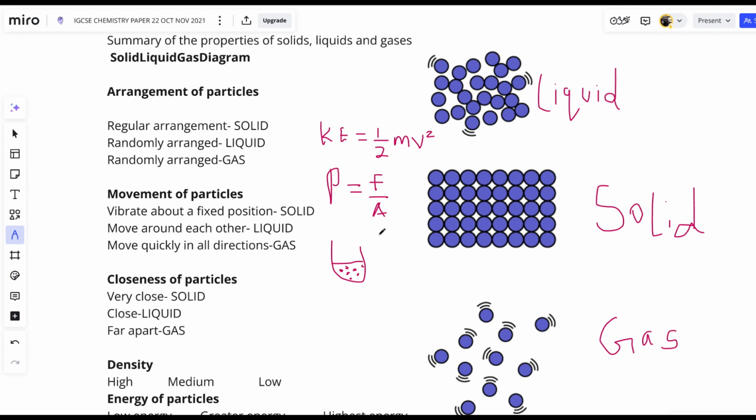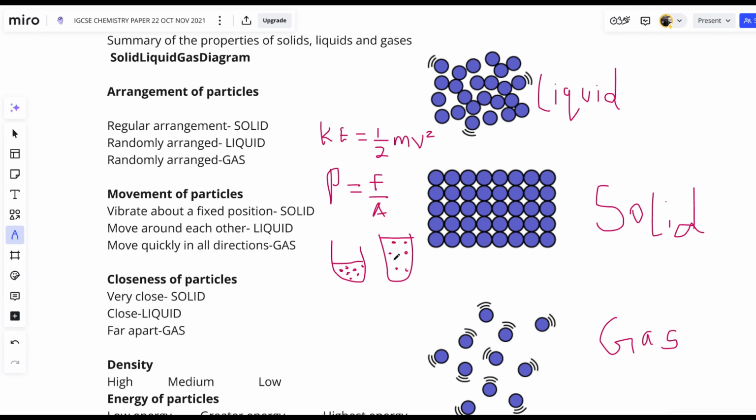Unlike if you make the volume bigger, the particles are well spread out. So the time of collision is longer. They don't collide as frequently because they are well spread out. It takes a little bit longer to collide with themselves. So pressure is reduced here.